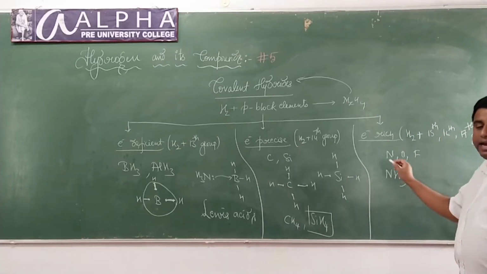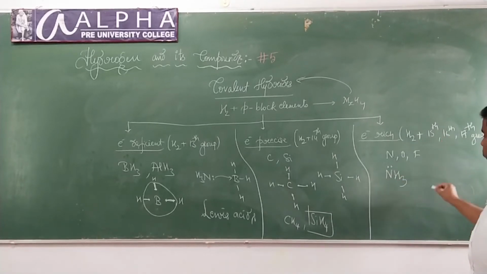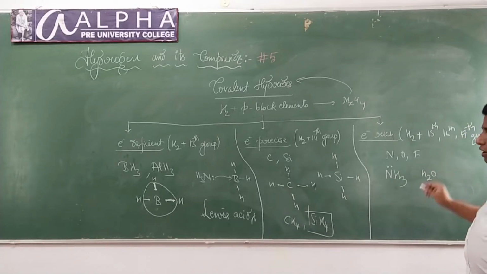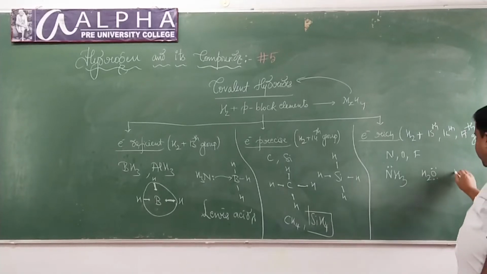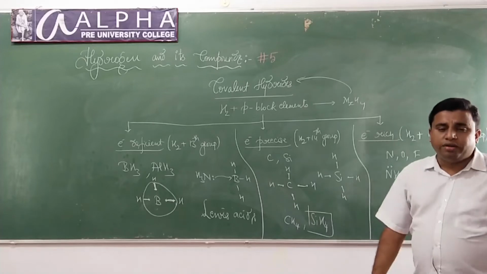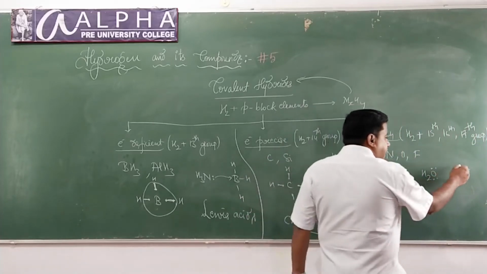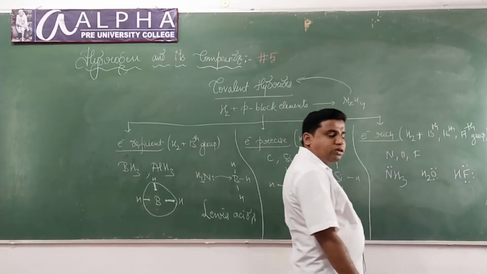Why is it electron rich? Because nitrogen has a lone pair of electrons. Water, H2O, is an electron rich hydride. Why? Because oxygen has two lone pairs of electrons. Hydrogen fluoride is an electron rich hydride. Why? Because it has three lone pairs of electrons. Are you getting my point?